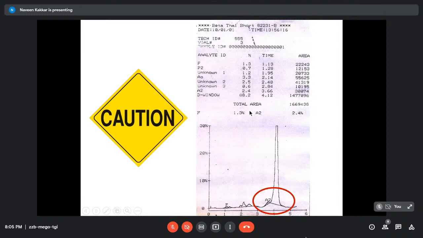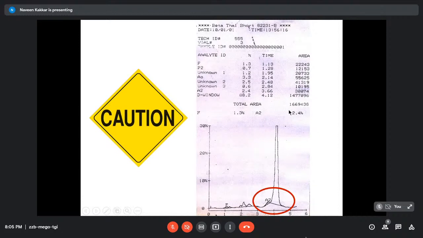And in this case, your A2 is normal, which gives you a false sense of security. But looking at this pattern, where it seems like the A2 has been cut off in half because of the lifting up of this D window, I want to do an A2 by another method. And if your A2 is say 4.8, 5.2, then you're dealing with a D-Thal and not D homozygous. Both peaks may look alike, your A2 may fool you here. That's the important thing to remember.